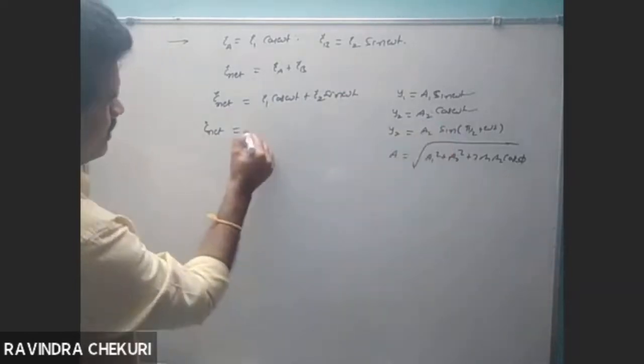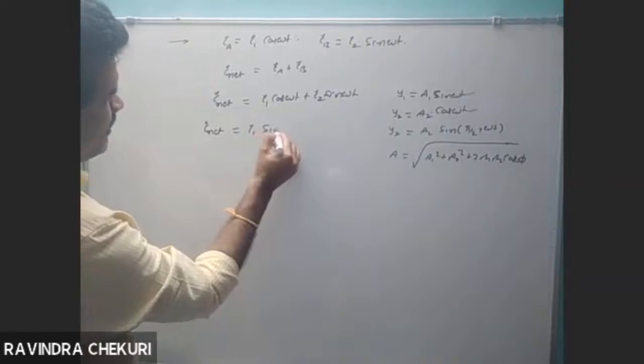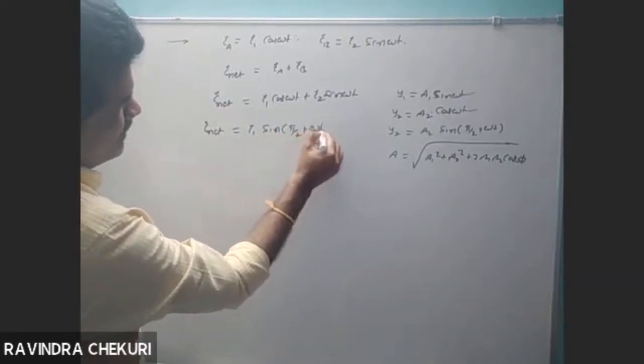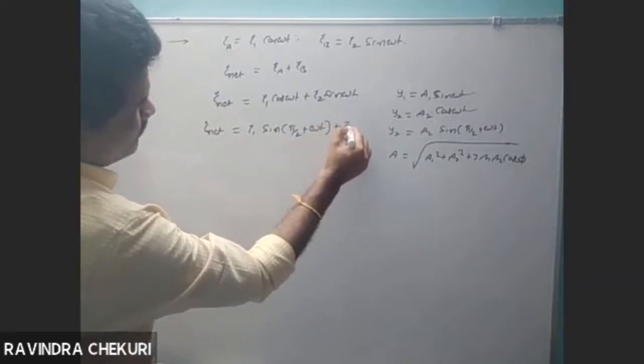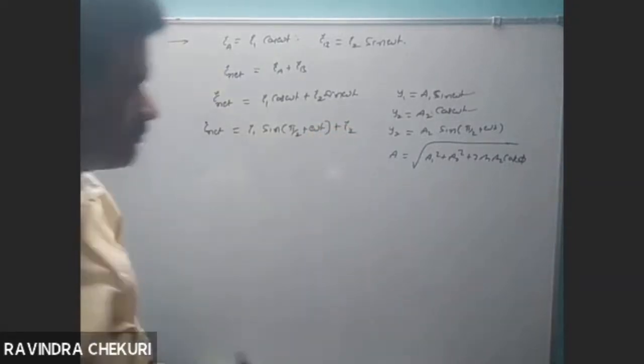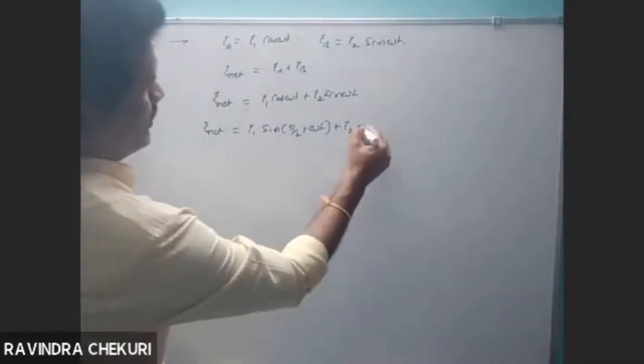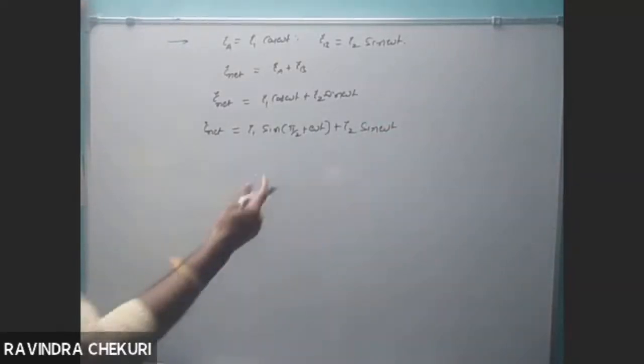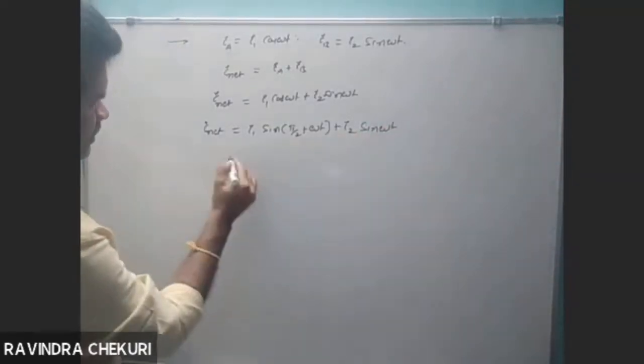Same as I1 into sin of (90 plus theta), sin of (omega t plus 90 degrees) plus I2 into cos omega t, I2 into sin omega t, both in sine function. What is the phase difference between these two?